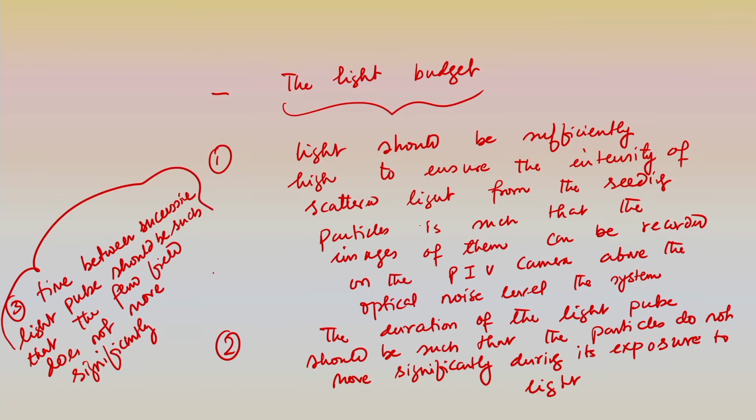So, this is a very important point. These are the few important points a light budget should have: the light should be sufficiently high to ensure that the intensity of the light from the seeding particles is such that the images can be recorded on the PIV above the optical noise level of the system, and the duration of the light pulse should be such that the particles do not move significantly during its exposure to the light. That means when we are illuminating the particles, they should not move significantly.